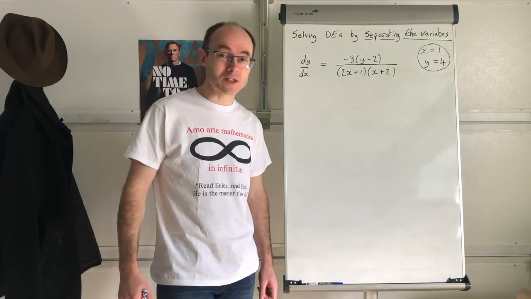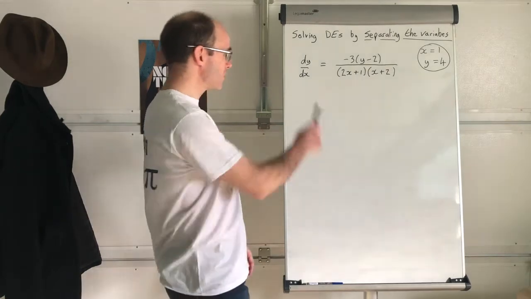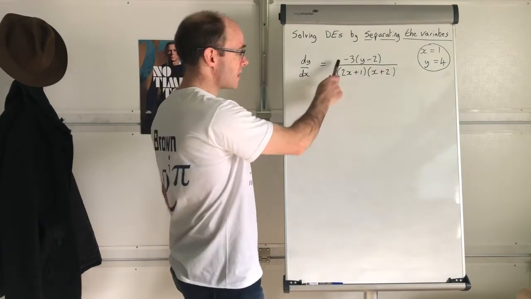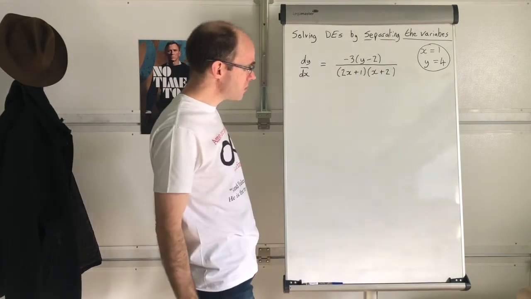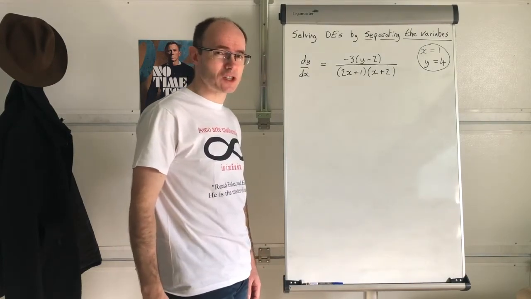Alright, let's go over example 26, shall we? Here it is, I put it up on the board. So we've got to solve this differential equation: dy/dx is negative 3(y - 2) all over (2x + 1)(x + 2). It says find the particular solution, okay?